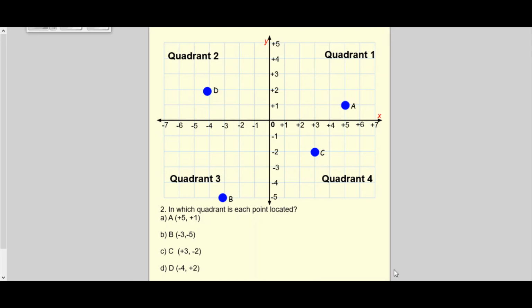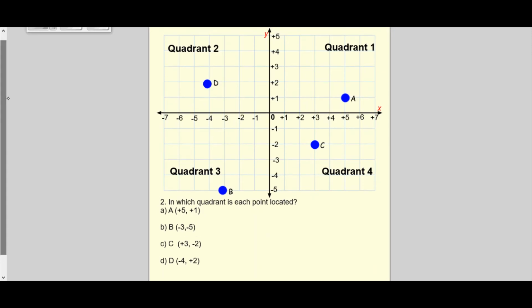In which quadrant is each point located? So I have identified the quadrants on here for you. Point A is at (5, 1). So we'll just look, what quadrant is that in? Here's point A, that's in quadrant number 1. So you could just write a number 1 there.